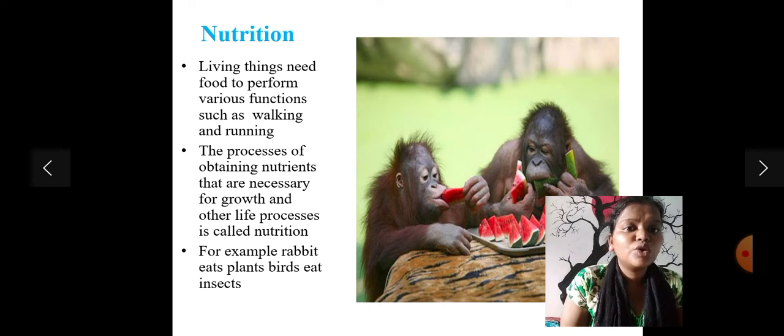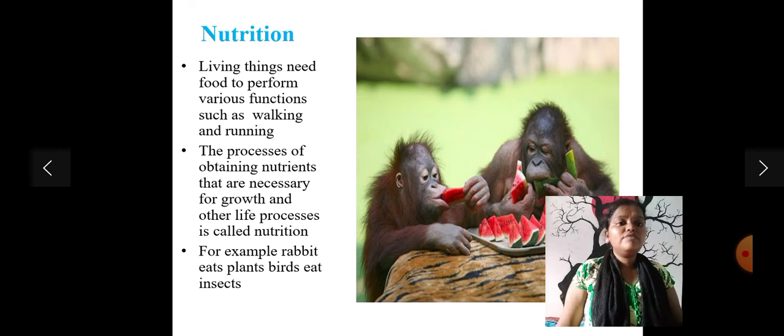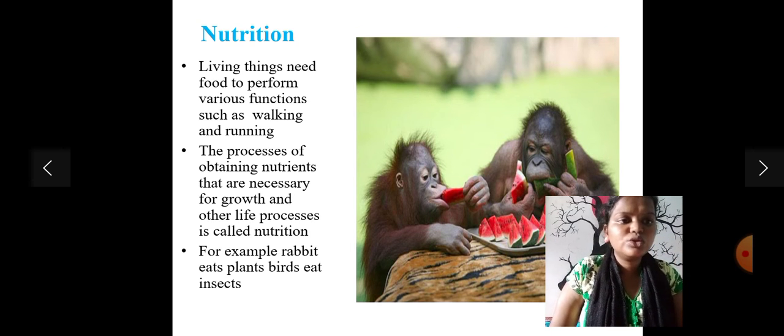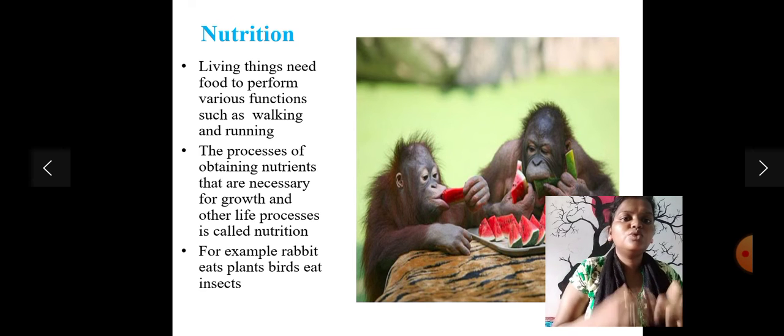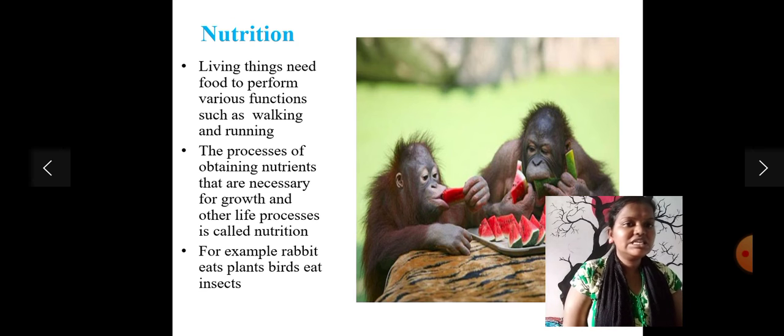Nutrition is for growth. This nutrition is connected with growth. By this nutrition only we will grow. The basic necessity of growth is nutrition. By these nutrients only we will grow. For example, rabbits eat plants, birds eat insects.